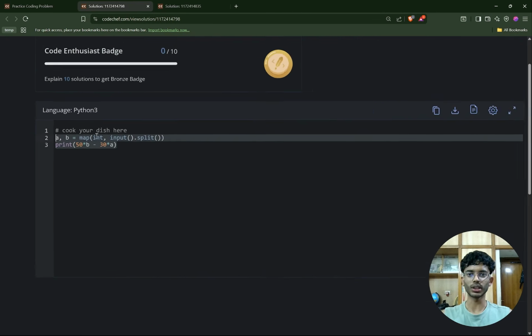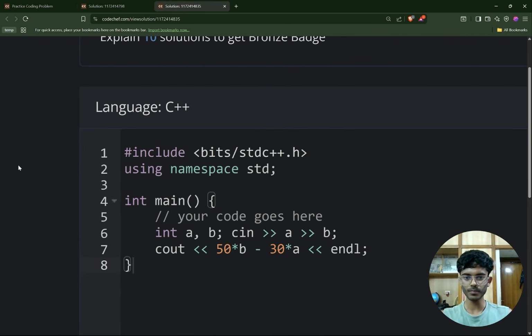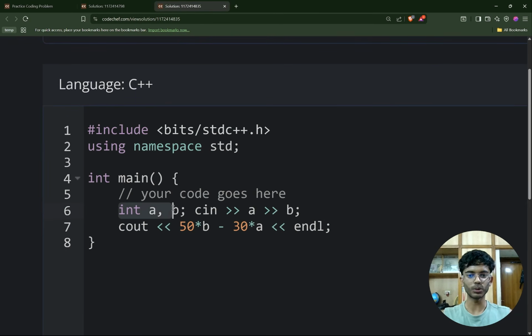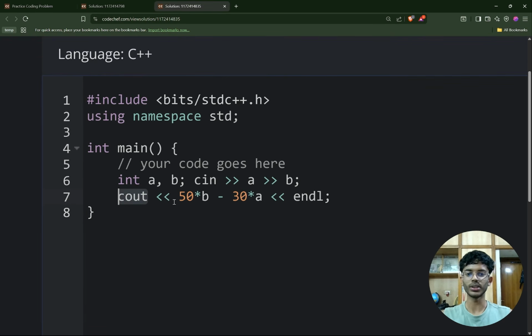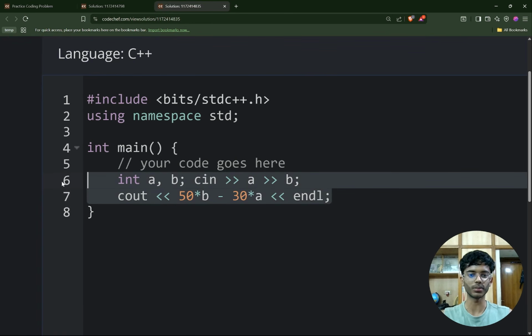Now let's see the solution in C++. We'll be taking in the input of A and B, where A represents the number of cakes Chef made and B represents the number of cakes Chef was able to sell. We'll take in the input of A and B using cin, and in the end, we'll just print 50 times B minus 30 times A using cout, which is our answer. The time complexity is again constant because we're just doing these 4 operations.